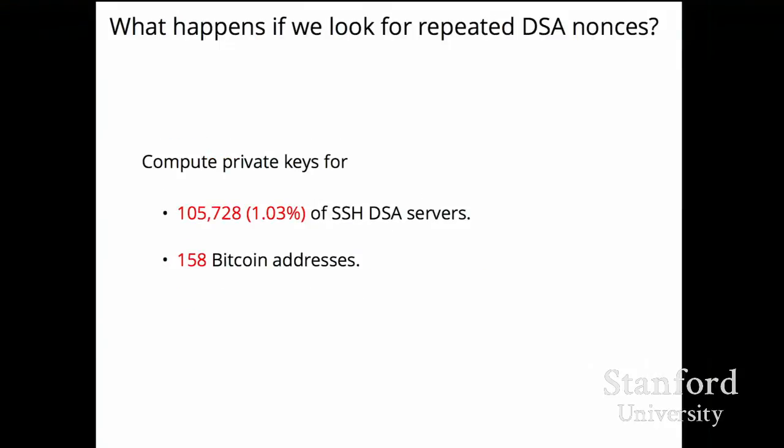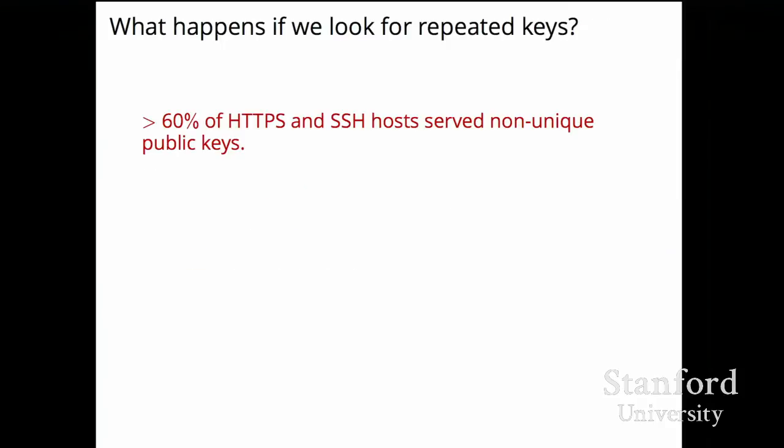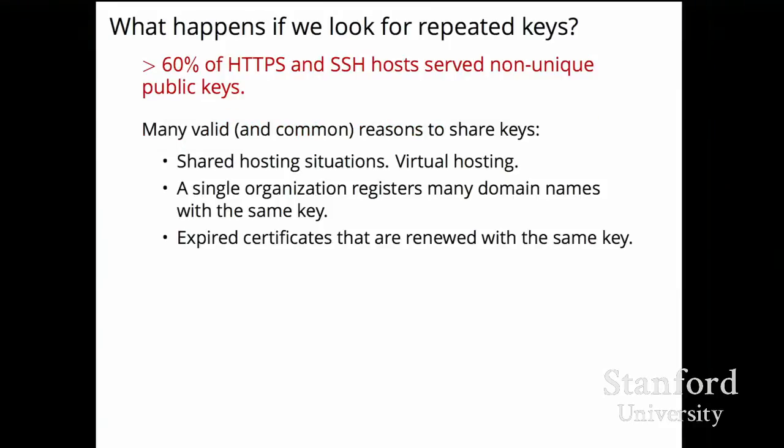What happens if you go through and look for repeated DSA nonces? It turns out that you can compute the private keys for 1% of all of the SSH servers with DSA keys and 158 Bitcoin addresses. Okay, what happens if you just look for repeated keys? Well, something like 60% of the HTTPS and SSH hosts serve non-unique public keys, which is kind of a shocking number because from a theoretical perspective, the first thing that you do when you do cryptography is generate a random public key. And clearly the internet is not doing that.